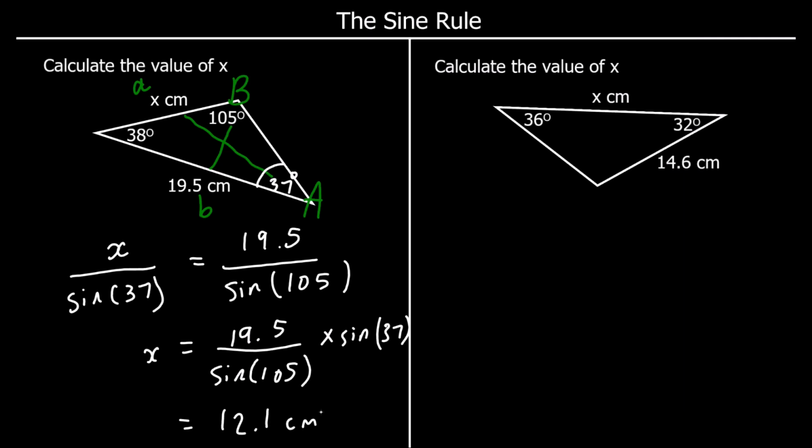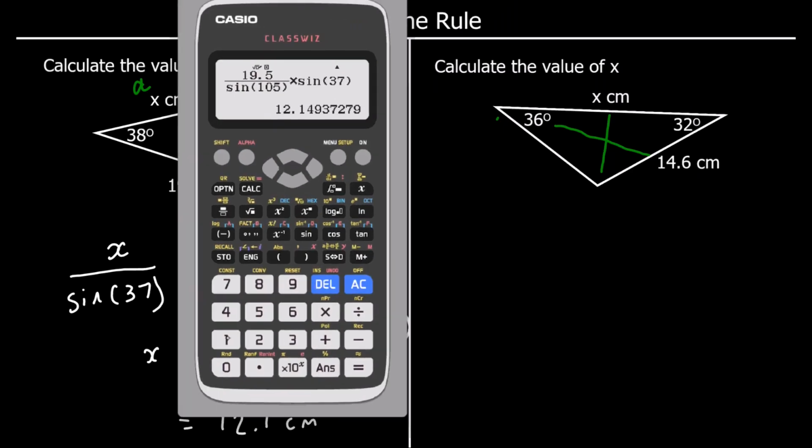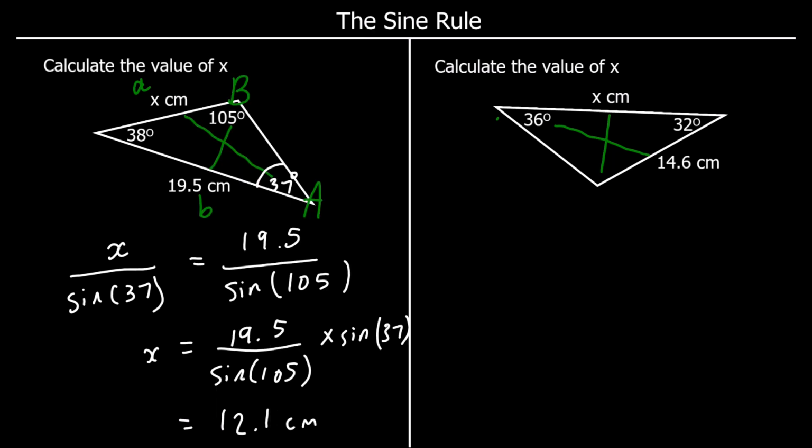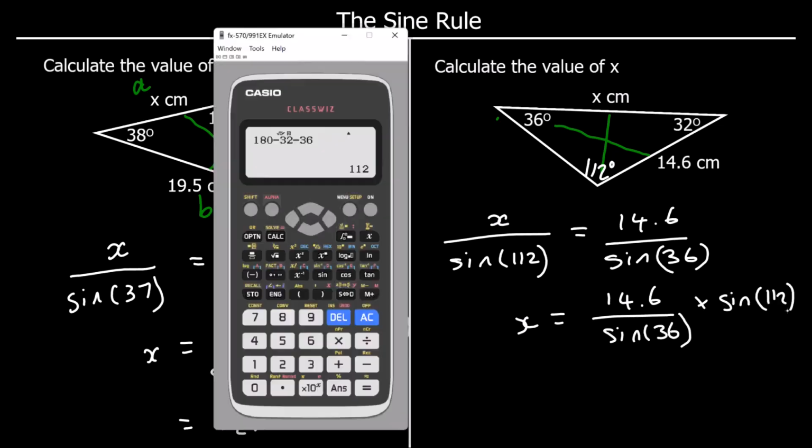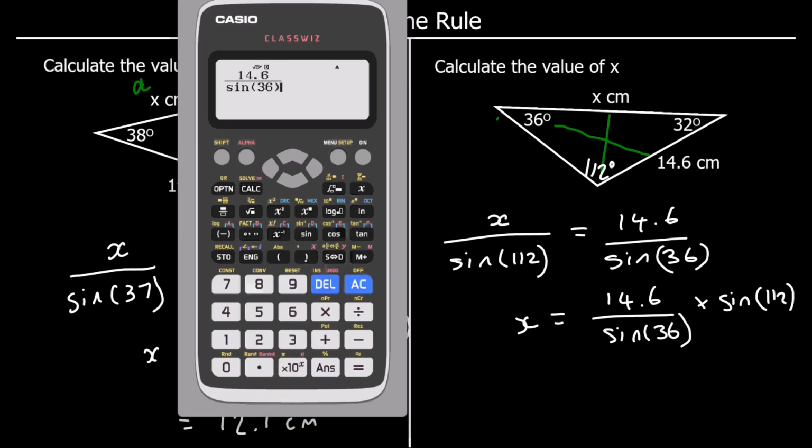One for you to try. Pause the video and give it a go. So again, we've got an opposite. We've got 36 opposite 14.6. Our x, we don't know the angle opposite it, but we can find it out. So 180, take away the angles we know, because the angles in the triangle add up to 180. We've got 112. So we've got x with its opposite, sine 112, equals 14.6 with its opposite, which is sine 36. Times both sides by sine 112. We'll get x by itself, and then type it in the calculator. And we get 23.0.